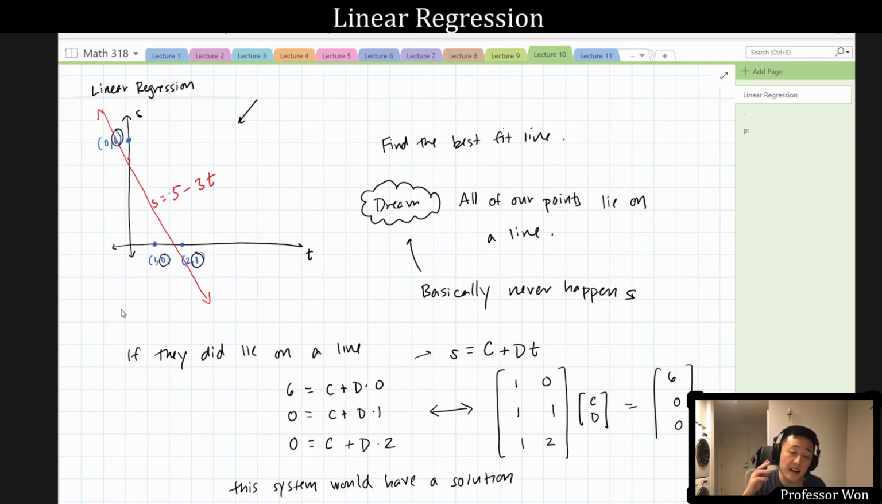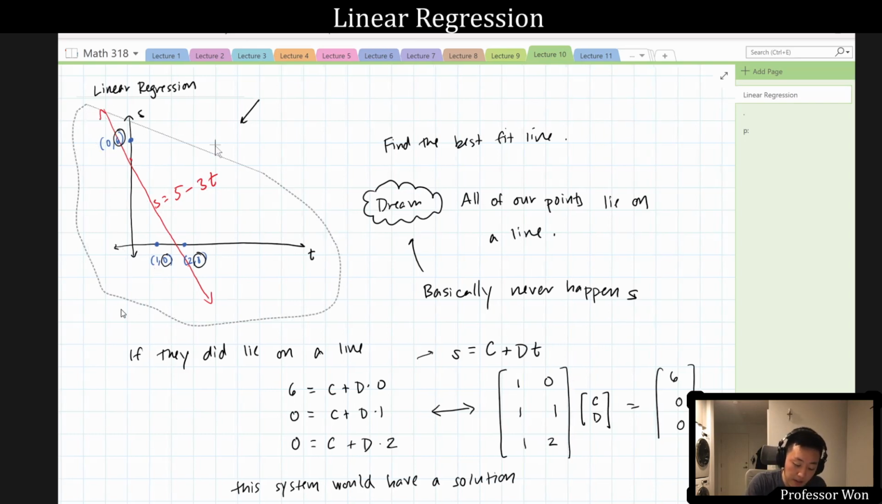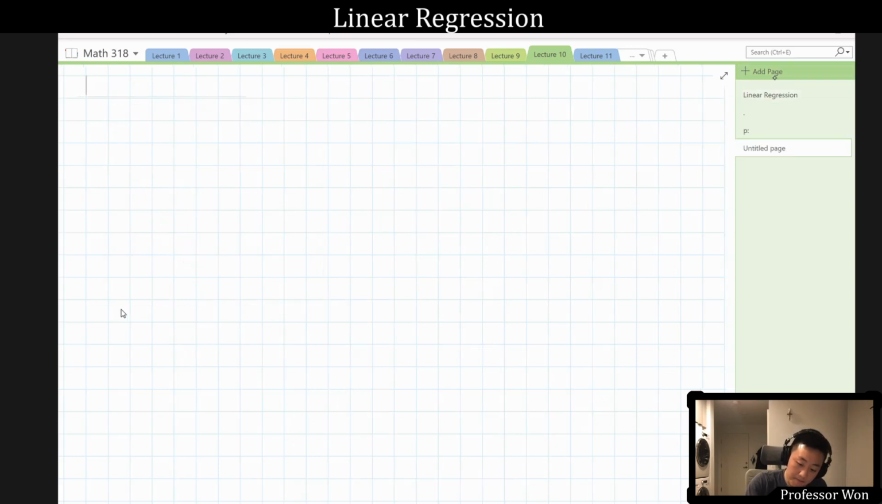Okay, but notice that this is not how the best fit line is defined in statistics, right? In statistics, the best fit line is defined as something that minimizes the squares of the distances from the points to the line, right? And we can actually see why if we think a little bit about projections. Okay, so let me copy and paste this over here onto a new slide.